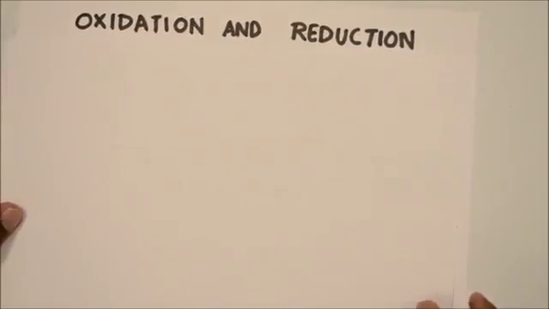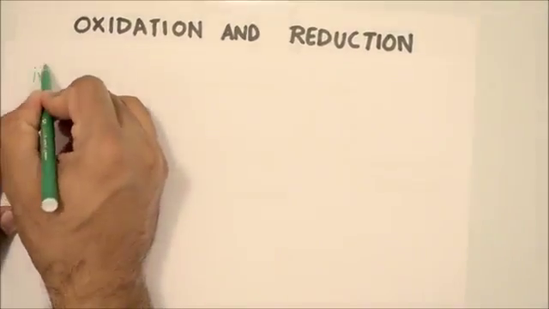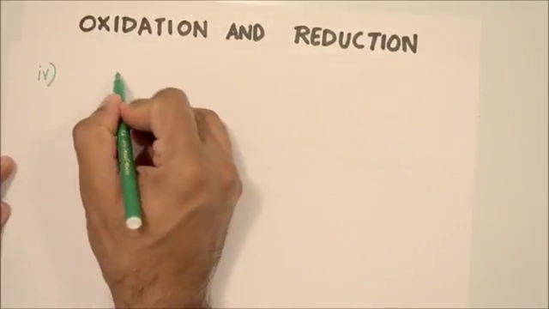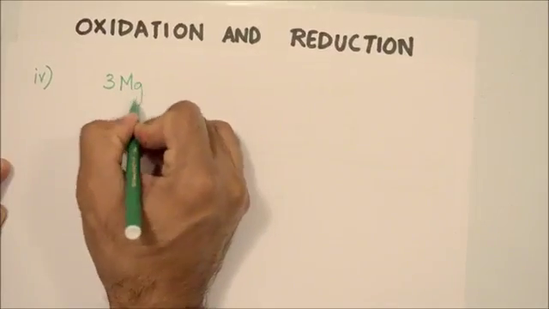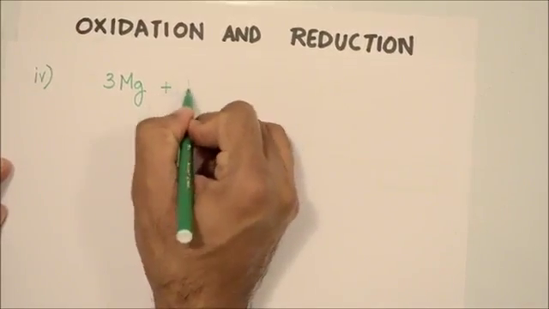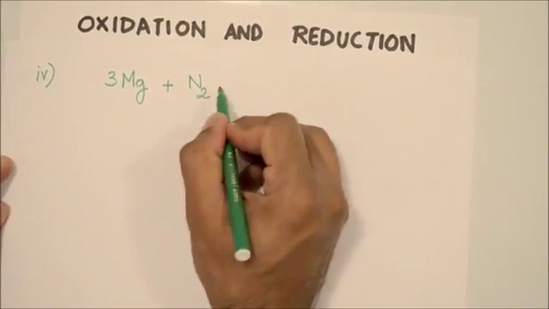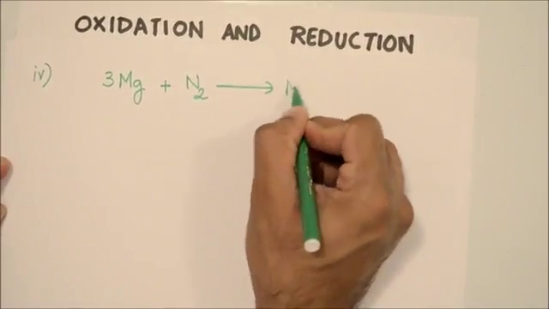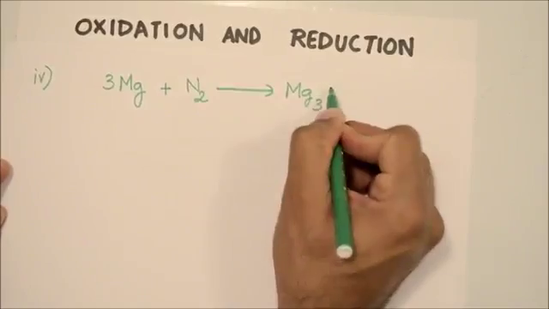Let us move on to another example, the fourth example we are taking. We have a reaction between magnesium and nitrogen. So what do we get? We get magnesium nitride.